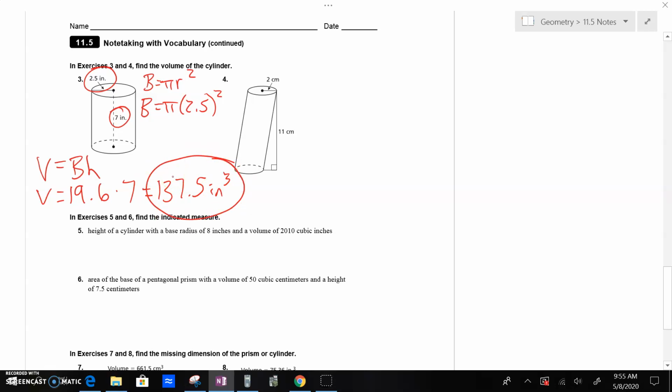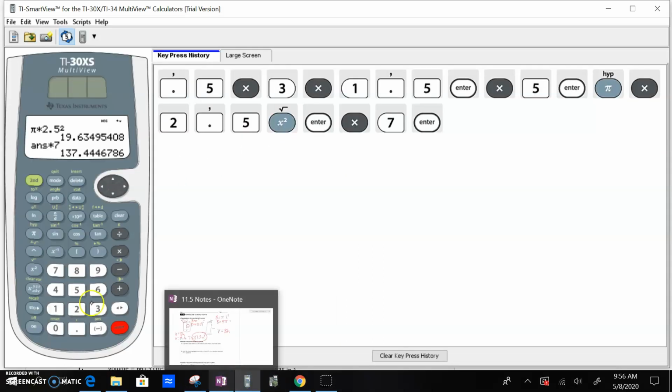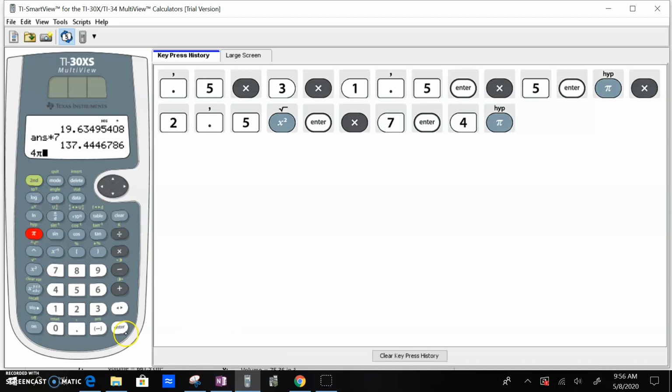The next one, really similar problem, except it's slanted, but that doesn't really change what we're going to do. So we're going to say, okay, the base is a circle, so pi r squared. Well, 2 squared I know, that's just 4, so base is 4 pi. So I can plug in 4 pi, and I'll do that in a minute. And then our volume is going to be that area of the base times height, which in this case is 11. So let's go to my calculator. I'll do 4 pi and hit enter.